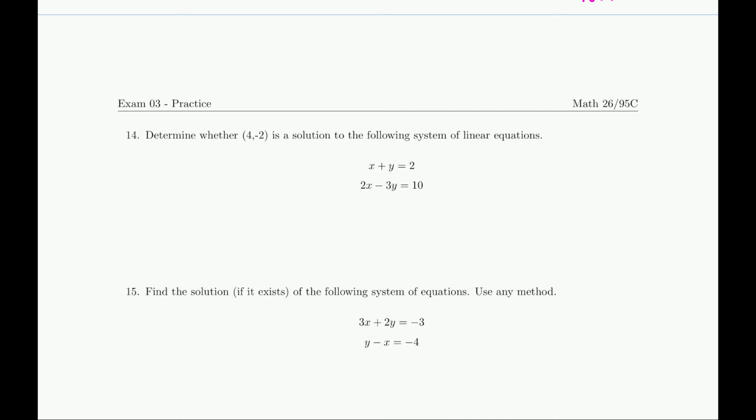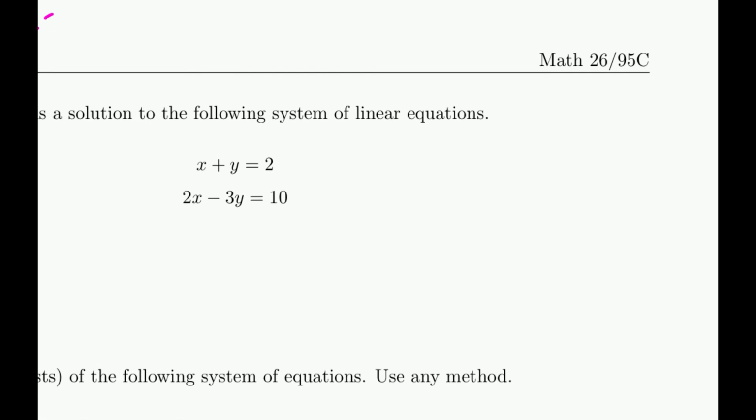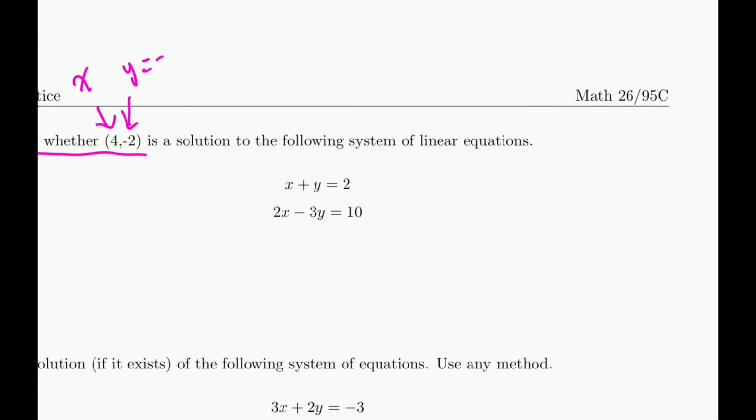Actually for the first one, we're not solving it. I just say determine whether 4 comma negative 2 is a solution. And the way you determine if it's a solution is you plug it in for x and y. So you plug in x equals 4 and y equals minus 2 and you see what you get. If they're true, then it's a solution.